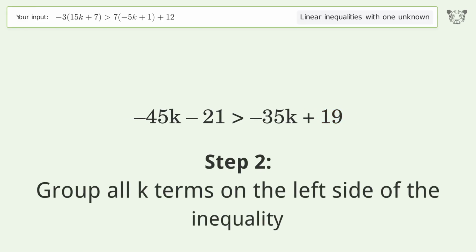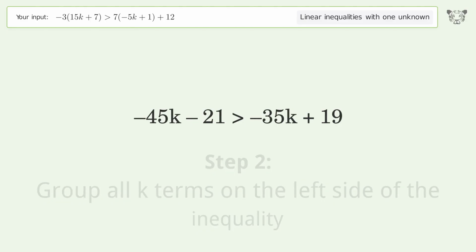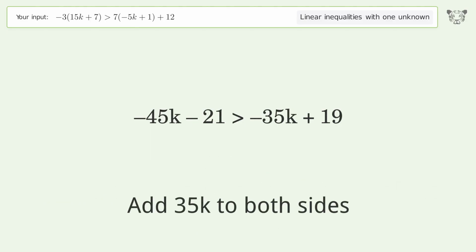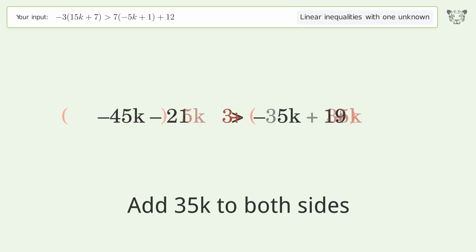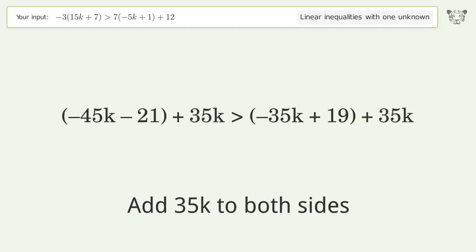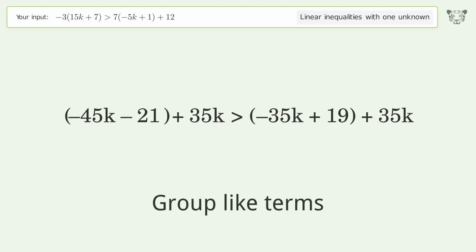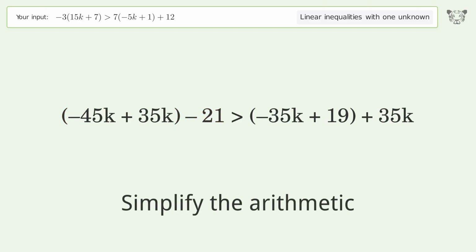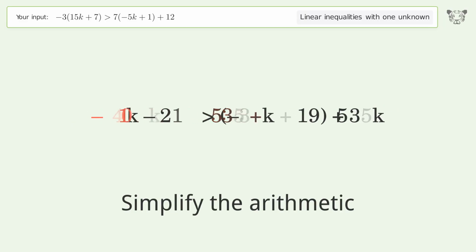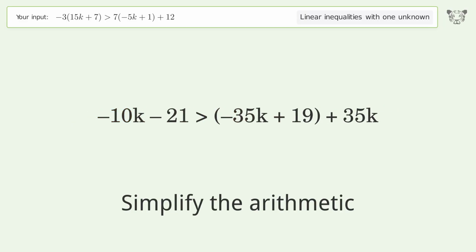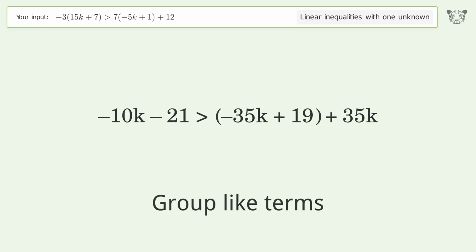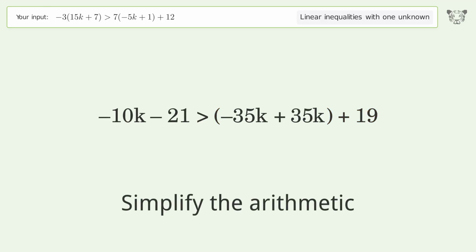Group all k terms on the left side of the inequality. Add 35k to both sides. Group like terms. Simplify the arithmetic. Group like terms. Simplify the arithmetic.